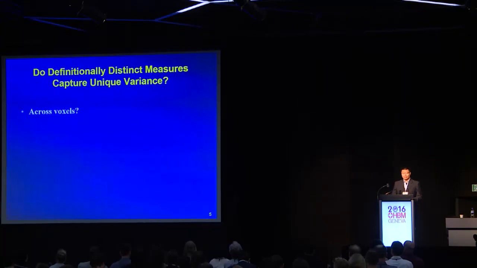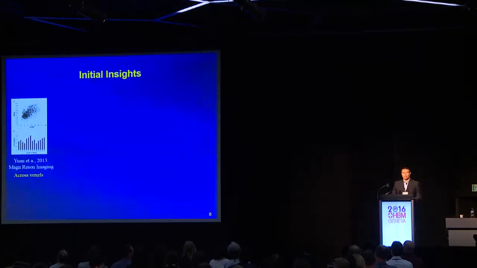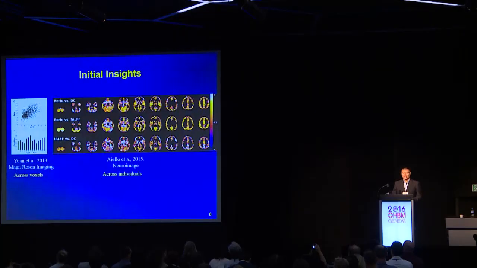So we can measure the concordance of the methods, maybe across voxels, their interrelationships, or across individuals, or even across time. There are some initial studies. They measured the correlation between regional homogeneity and the amplitude of low frequency fluctuation across voxels. They are highly correlated.